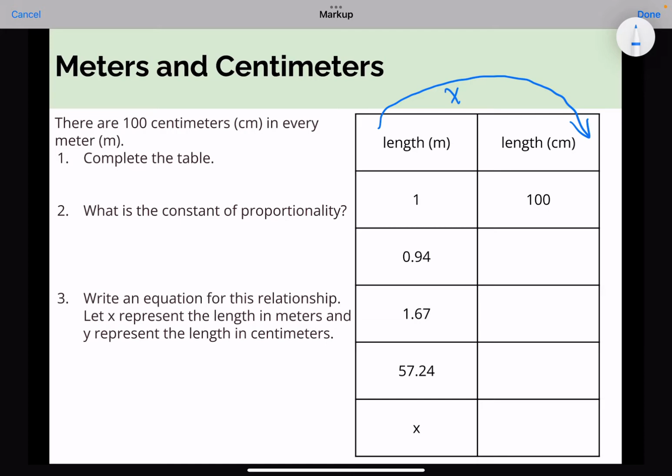So what did you take your length in millimeters by, multiply it by to get your length in centimeters? And then question 3 asks us to write an equation for this relationship. X is going to represent our length in meters, and Y is going to represent our length in centimeters. Go ahead, pause here, attempt these problems, and then unpause and come back once you're ready.